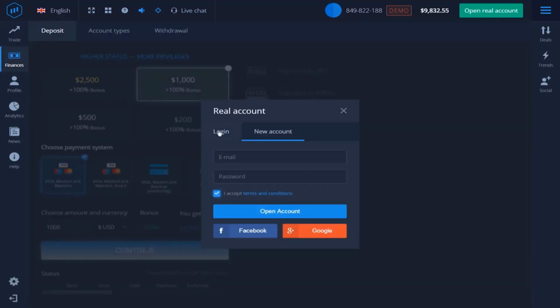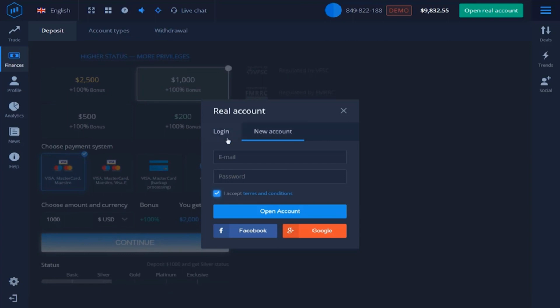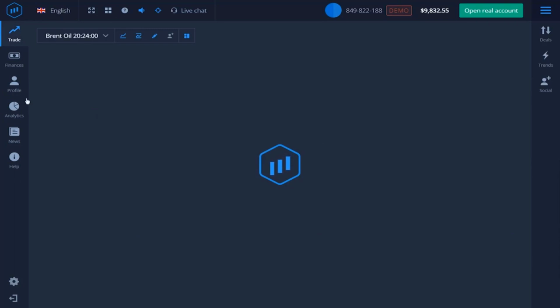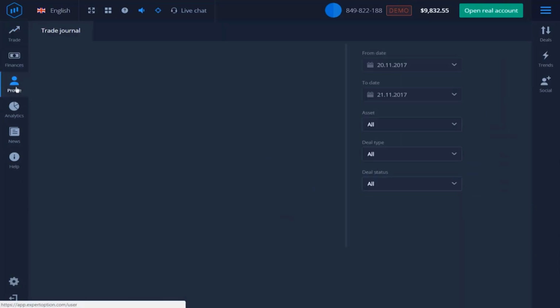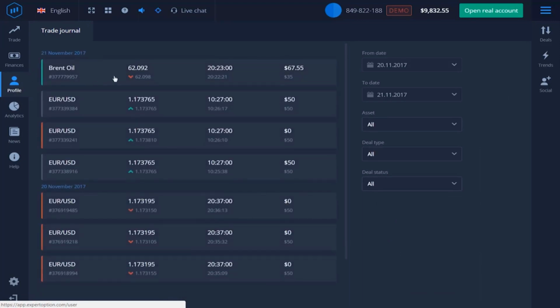It is quite easy and simple to withdraw your funds, your winnings, to your accounts. But in order to do that, you need to be logged in and registered as a user. Let's see what options our interface offers us. Under the profile, you will find your trading journal, showing your trading transactions.